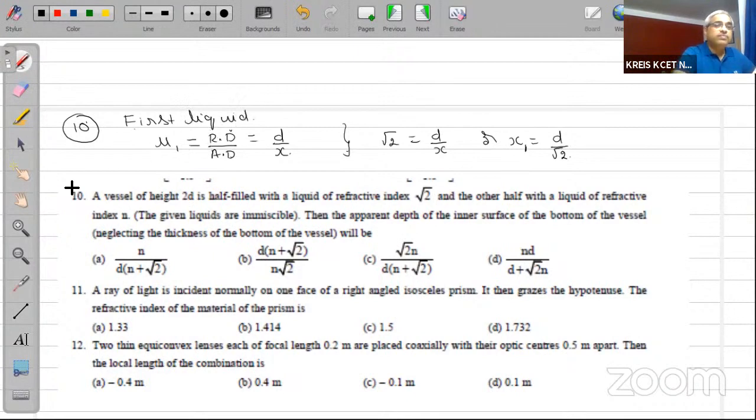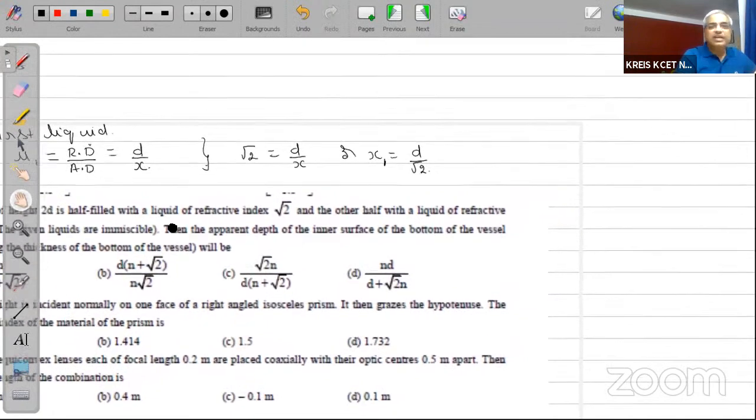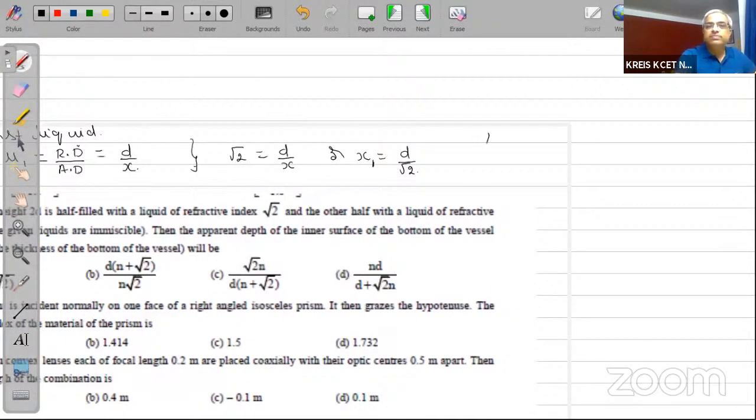For the first liquid. Now, similarly, let us see how to find out for the second liquid. The refractive index of the second liquid is given by d by x2. Now, what will that x2 therefore be equal to? It will be equal to d by n.